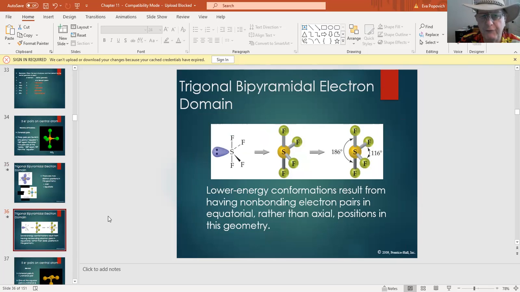So if I have 5 things attached to my center atom, and one of them is a lone pair, remember, this forces these things down. And so what happens is it forces these things down, which makes a bigger bond angle than the 180 predicted. And these guys all will be about 116 degrees from one another.